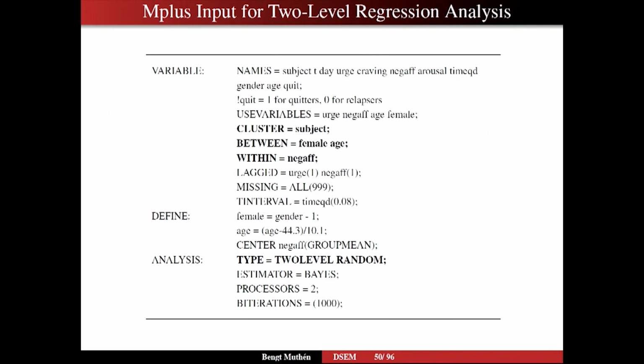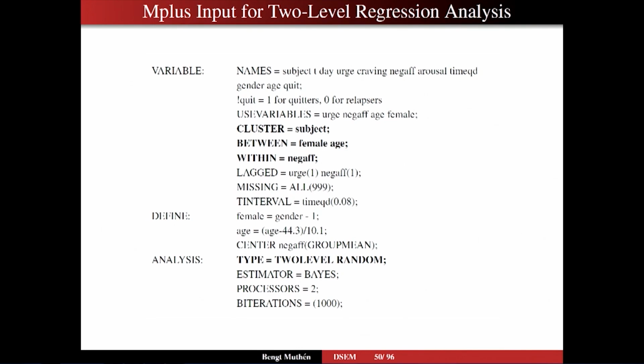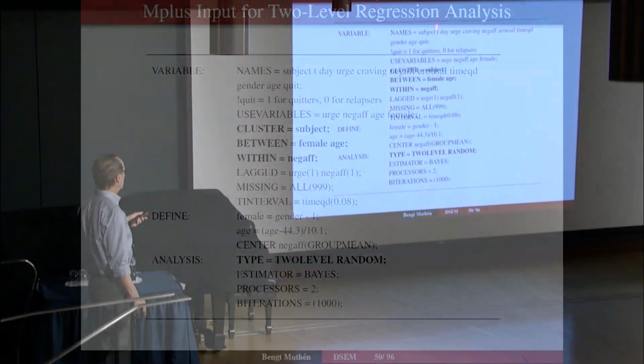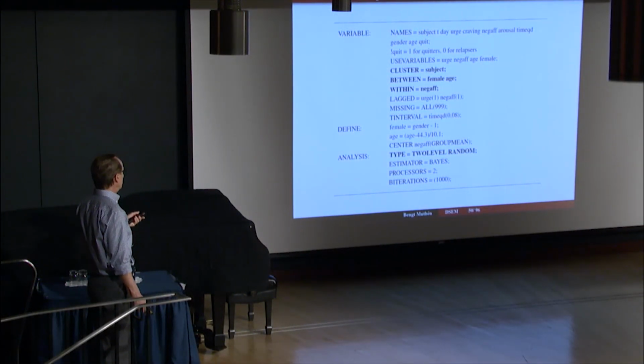And what do you have here? Just repeating what we learned this morning to emphasize it. You have your use variable list, and you have smoking urge, negative affect, and we're going to relate that to age and female. Like in regular two-level analysis in Mplus, we declare what the cluster variable is, what the variable is that describes what cluster you're in, and that's going to be the variable subject, which sits up in the data set up here. Between variables are female and age, between meaning variation across subject. And now we're going to declare negaf as a within variable.